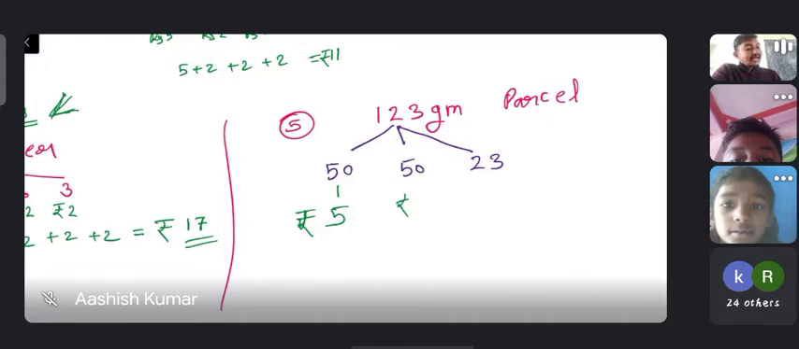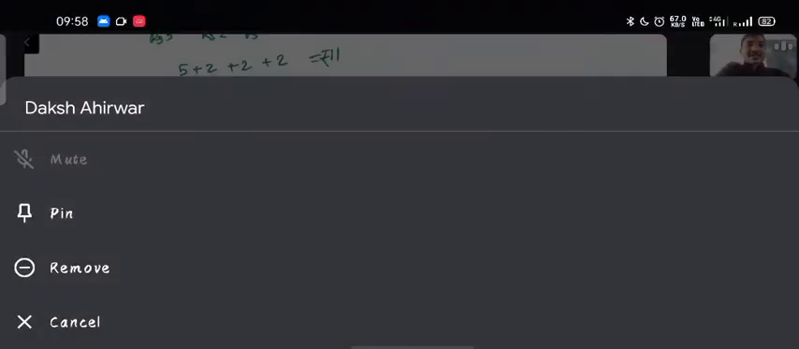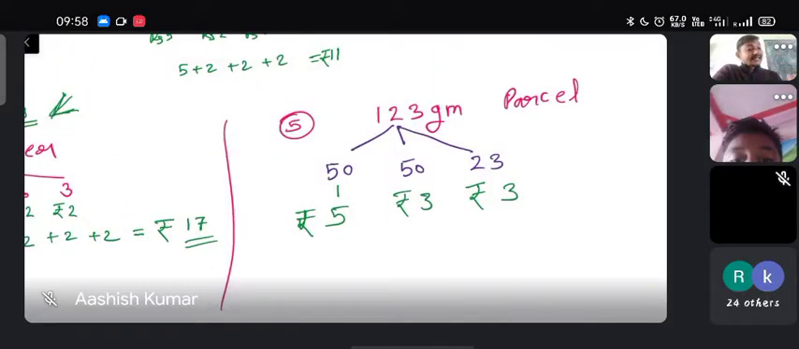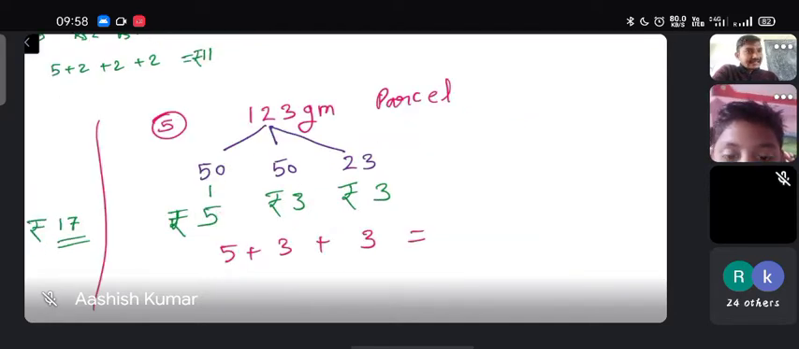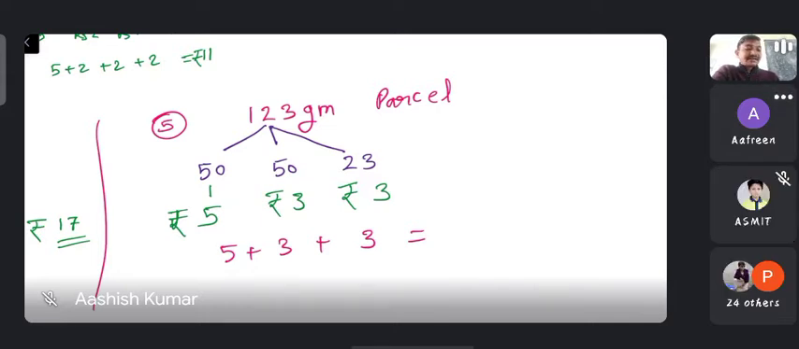And for the additional 50 you have to pay. Now here it is 23, but we have to pay 3 rupees. So the total cost of the parcel is 5 plus 3 plus 3. That means 5 and 3, 8. 8 and 3, 11. 11 is the total.